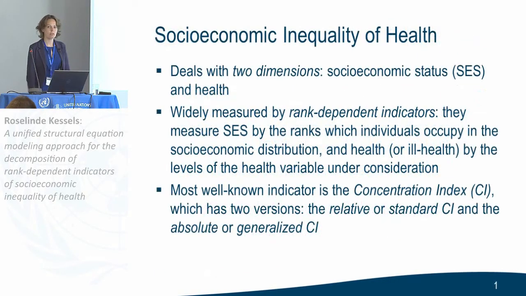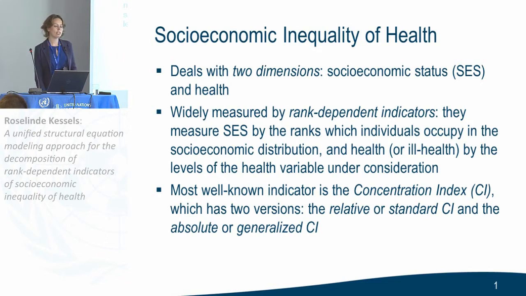First of all, what is socioeconomic inequality of health? Well, it deals with two dimensions or two variables. On the one hand, we have a socioeconomic status variable, like, for instance, income, wealth, or consumption. And on the other hand, we have a health variable, which can also be an ill health variable. And then socioeconomic inequality of health tries to measure the degree of correlation between these two variables.